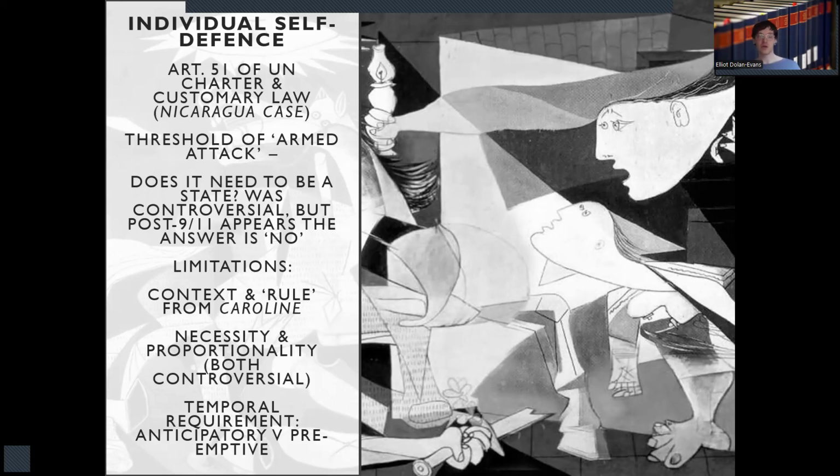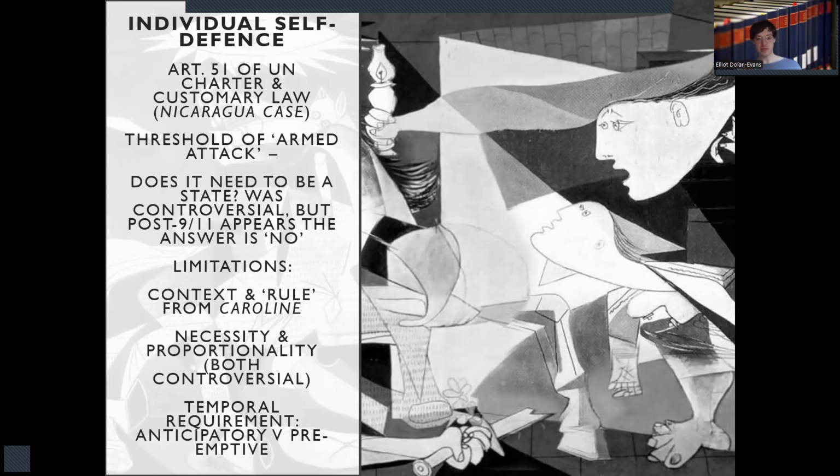And this idea or concept of imminence, which came from the Caroline incident, has been used during the post-World War II era in determining at which point the right of self-defense might be resorted to, and when it might be said that an armed attack has begun to occur.